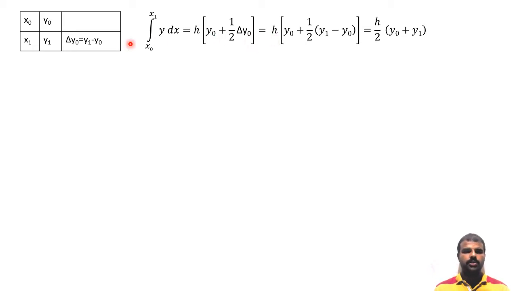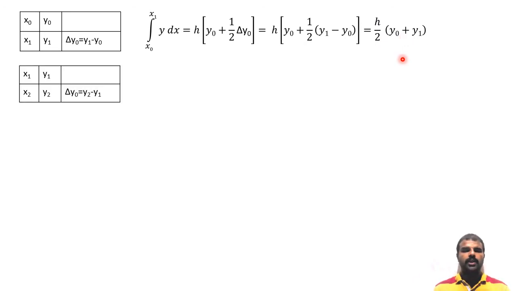So h into here y0, the first data point is y0, so it's y0 plus half into delta y0, that is y1 minus y0. Upon simplification you will get it as h by 2 into y0 plus y1, because you have 1 y0 here and minus half y0, so full y0 minus half y0 is just half y0, and you have half y1, so h by 2 into y0 plus y1.